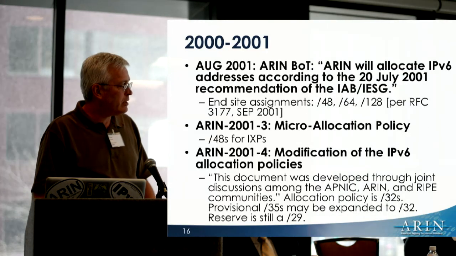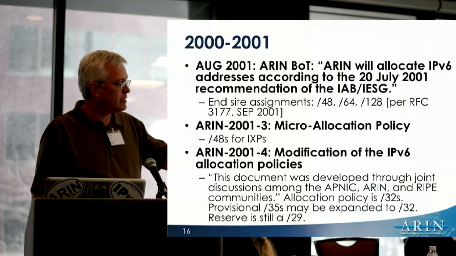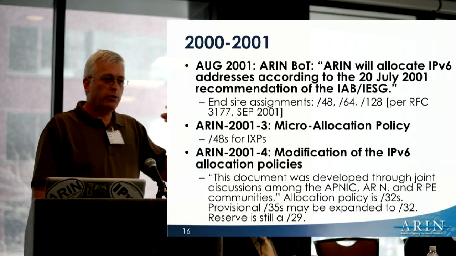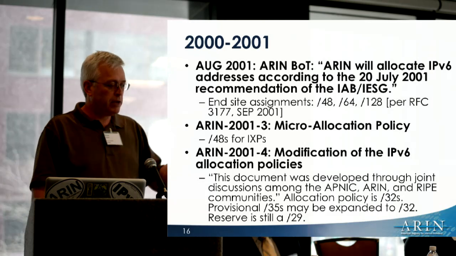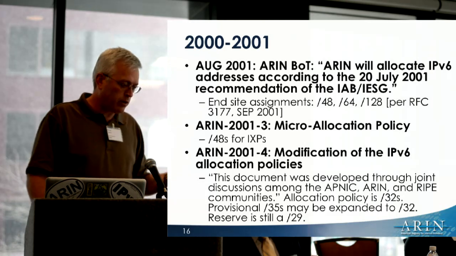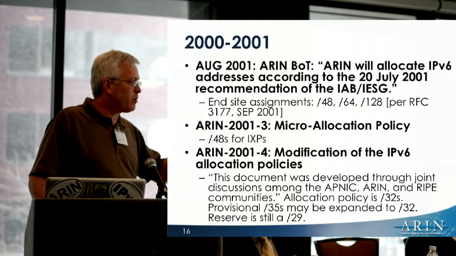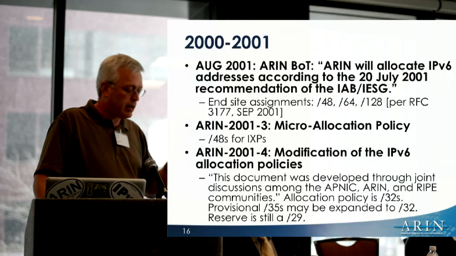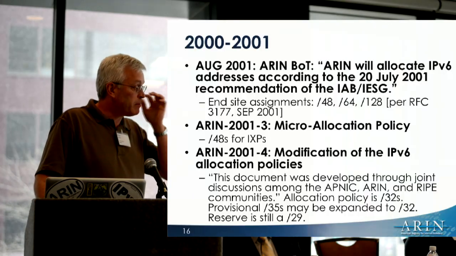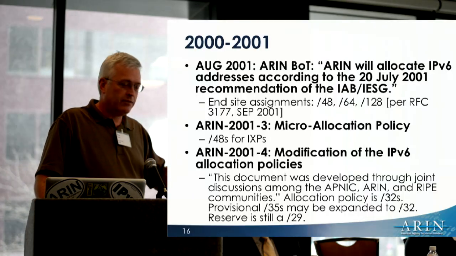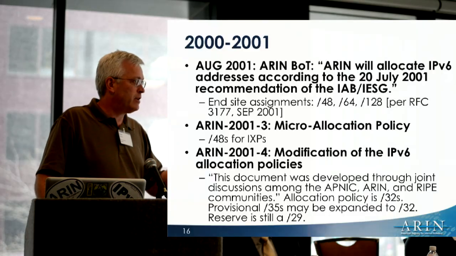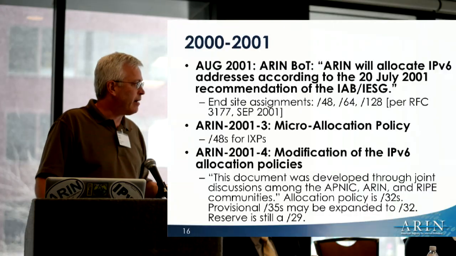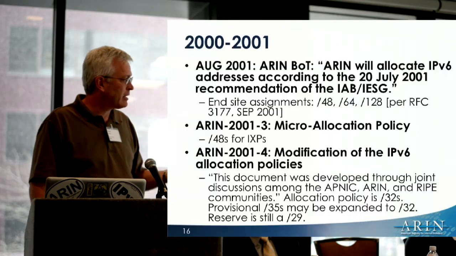In 2000, there were a couple more assignment sizes that were added to ARIN's policy set. If an ISP had customers that were end users of normal size, they'd get a /48. If it was a customer that had just a single LAN or a single subnet, they'd get a /64. And if it was a customer that had just the need for exactly one IP address, they'd get a /128. Probably dial up or something like that.